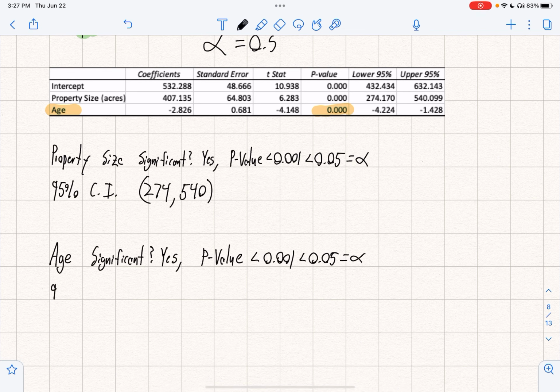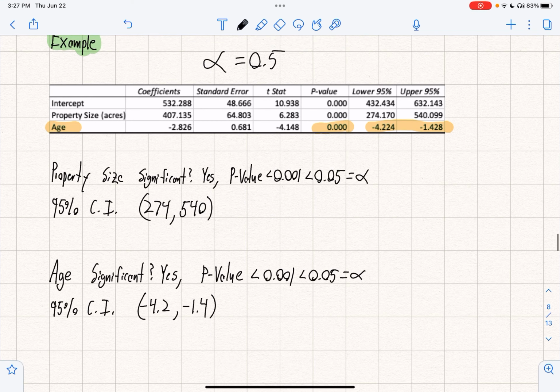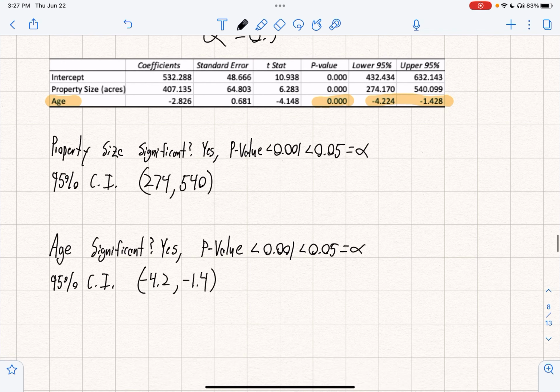And then let's do a 95% confidence interval. And here we can get our values from right here. So it would be from negative 4.2 to negative 1.4. So we are 95% confident that the slope coefficient for age is between negative 4.2 and negative 1.4. And again, 0 is not in that interval. And so that would also lead us to reject the null hypothesis that beta is equal to 0. And so in this model, we would say both property size and age are statistically significant at the alpha 0.05 level of significance.